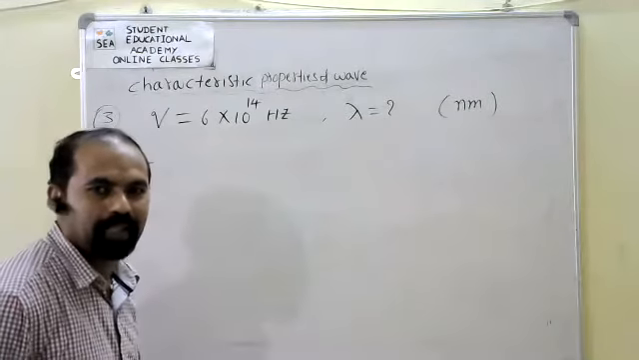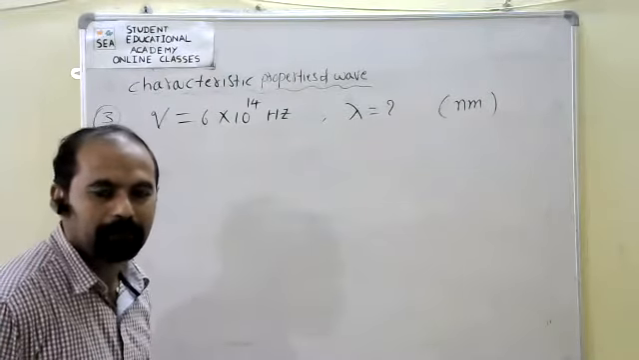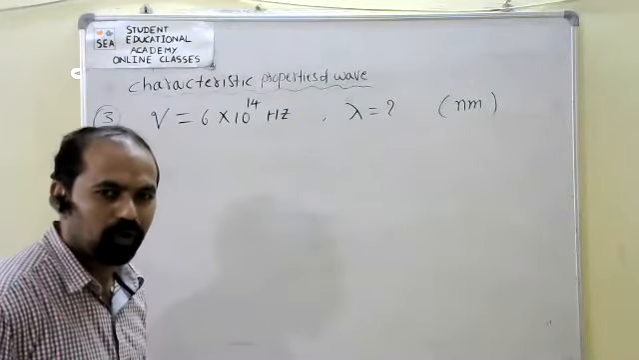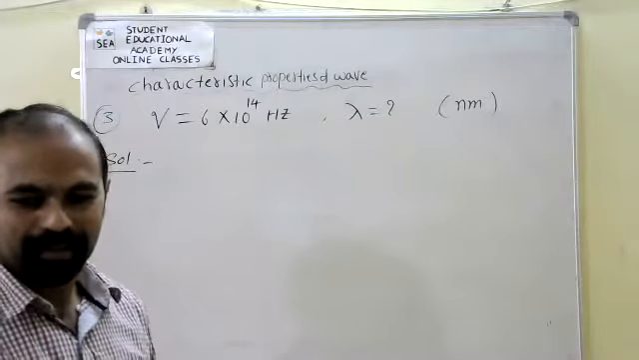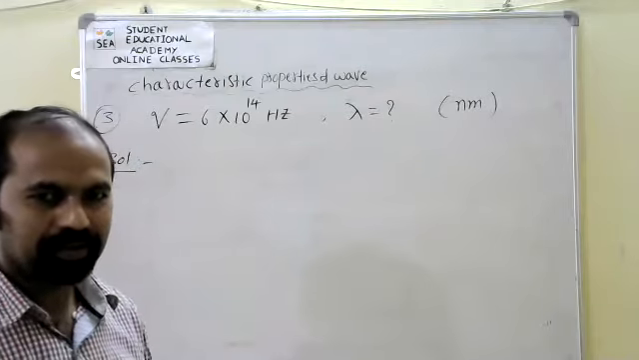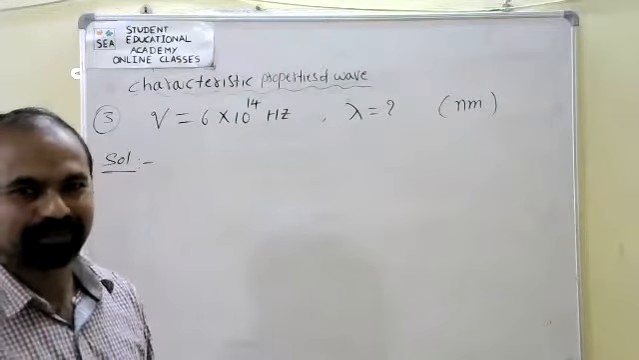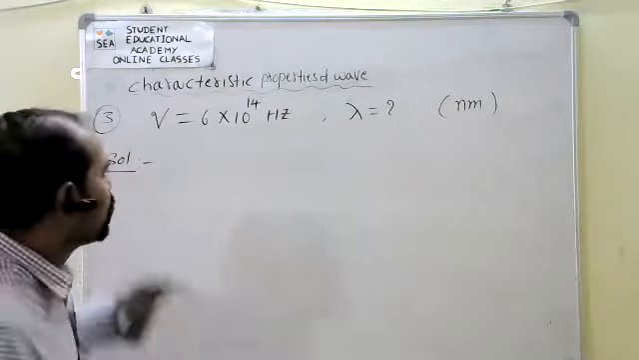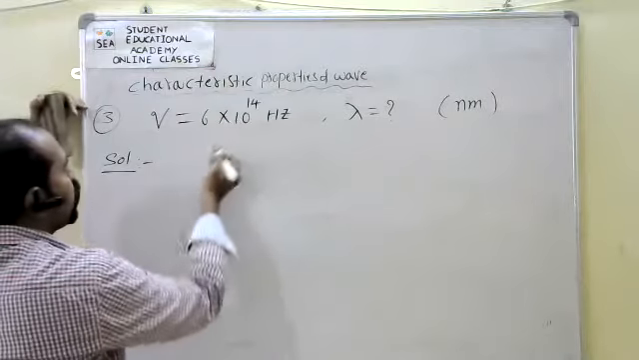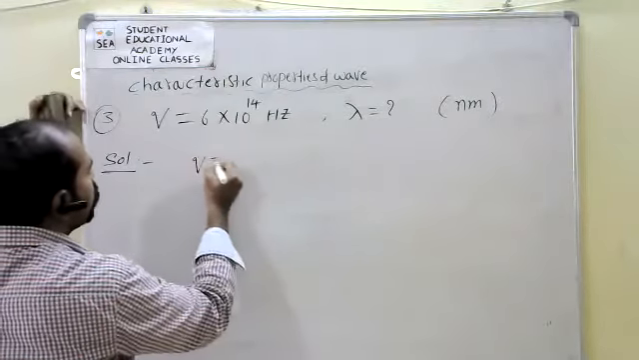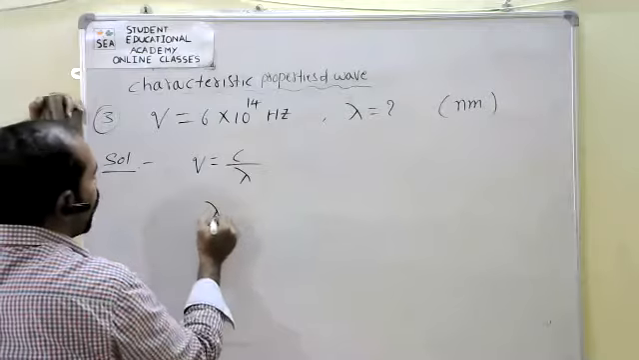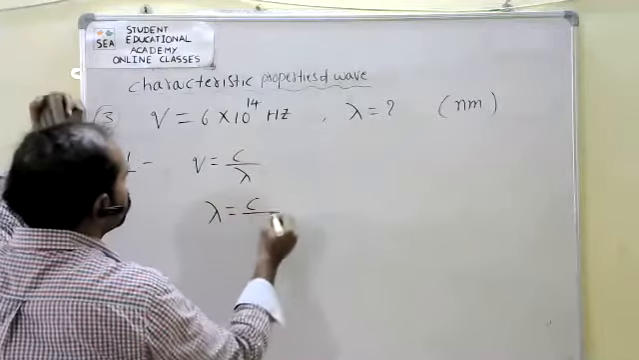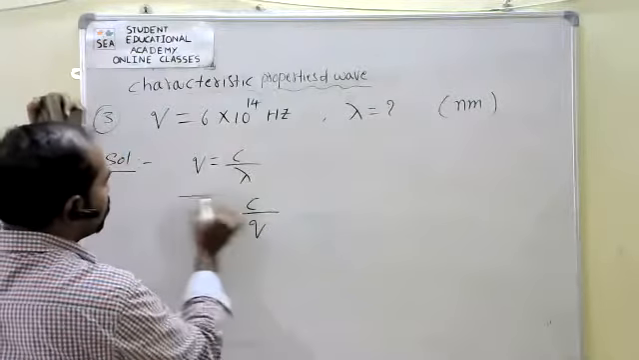5 into 10 power 2. Very good, exactly correct. Very simple. According to wave characteristics, nu equals C by lambda. Therefore, lambda equals C by nu. Right?